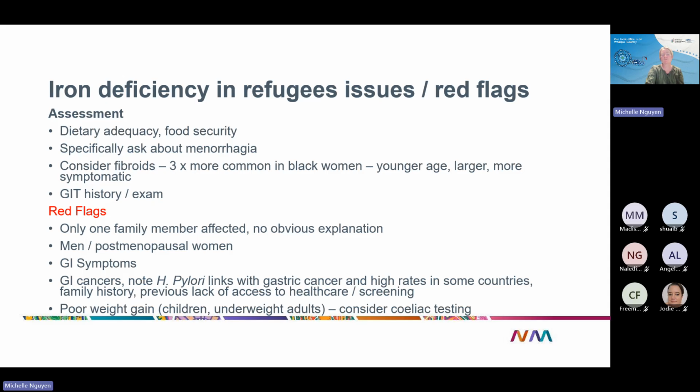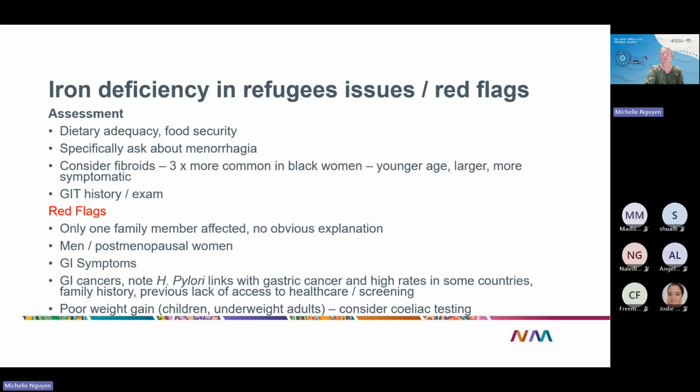I always think that the red flags include when there's only one family member affected, because usually if food insecurity is affecting a family, you often see these nutritional deficiencies throughout the family, or at least, for example with iron deficiency, throughout the children. There is also a higher level of concern if you see it in men or postmenopausal women, because the risk should be lower. So if they do have iron deficiency anemia, you probably need to think about excluding other things.